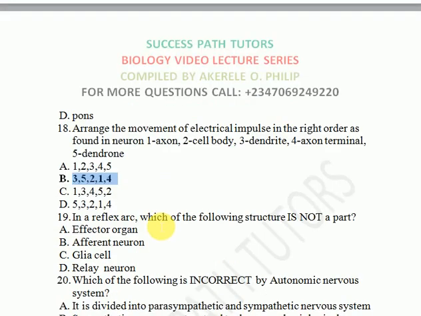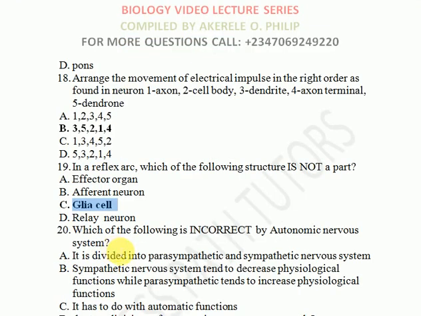In a reflex arc, which of the following structures is not part? Glial cell is not part of that. Every other structure mentioned here are part of the things needed for a reflex arc to take place. And let me say this here: reflex action or reflex arc involve 5 structures, and I will list them in their hierarchy. Number 1 is receptor.